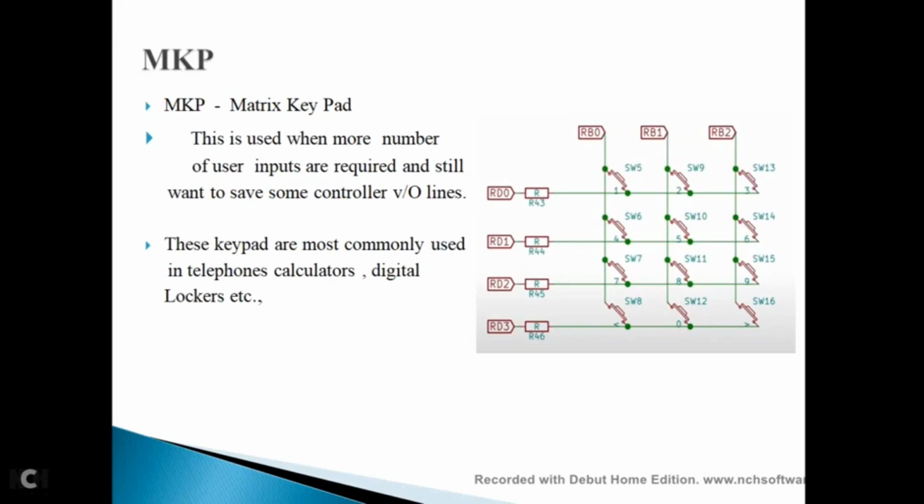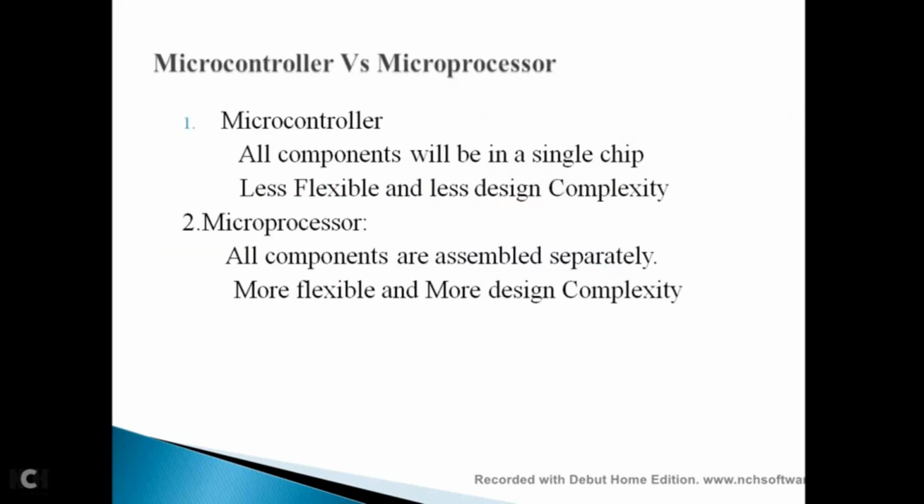This is the matrix keypad. This keypad is used when a larger number of user inputs are required. These keypads are most commonly used in telephones, calculators, and digital lockers. This is the basic difference between a microcontroller and a microprocessor. In a microcontroller, all components are in a single chip, so it is less flexible and has less design complexity. But in a microprocessor, all components are assembled separately, so it is more complex and more flexible.